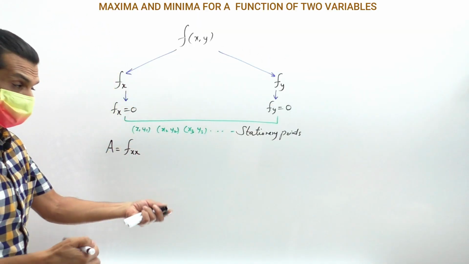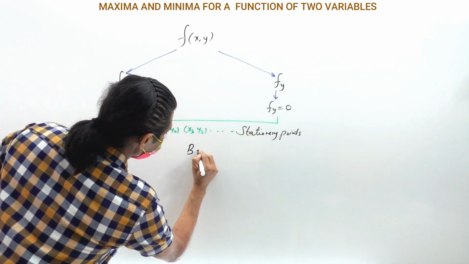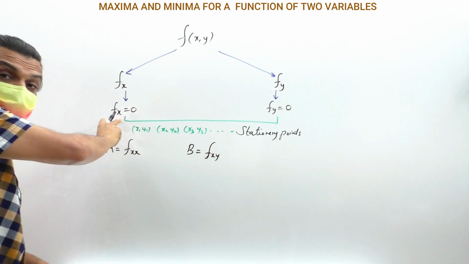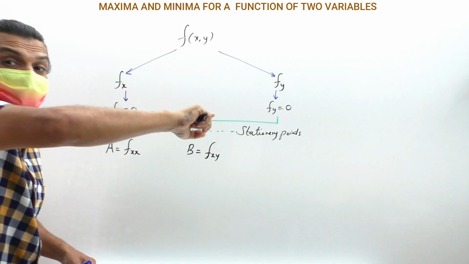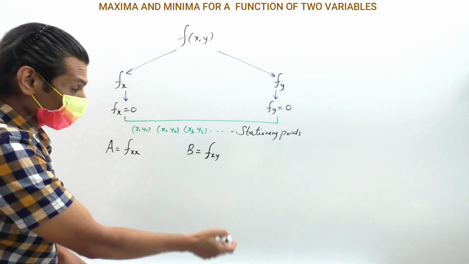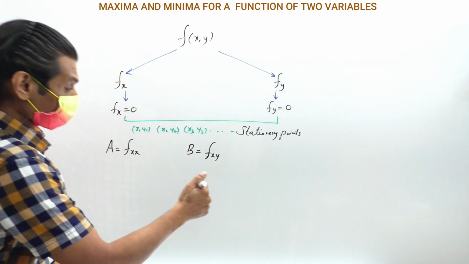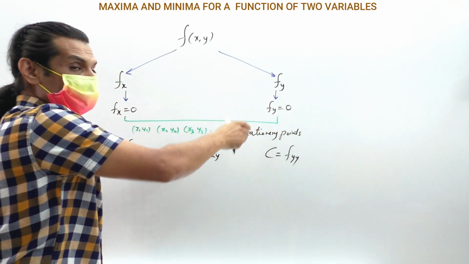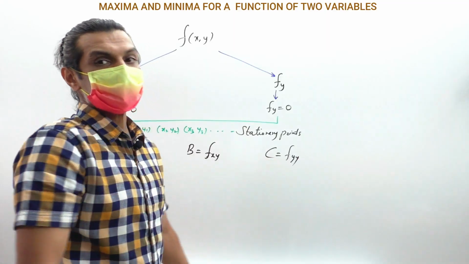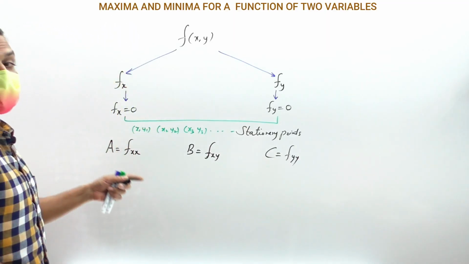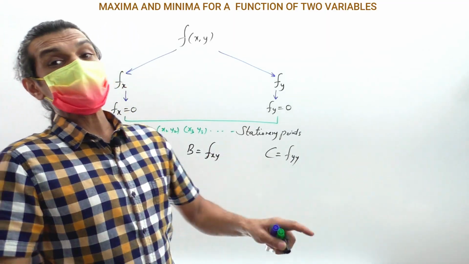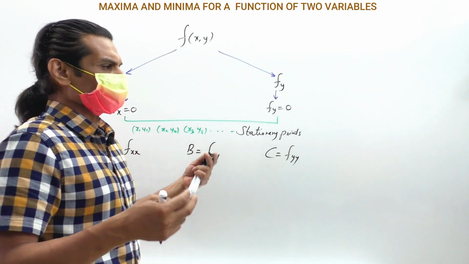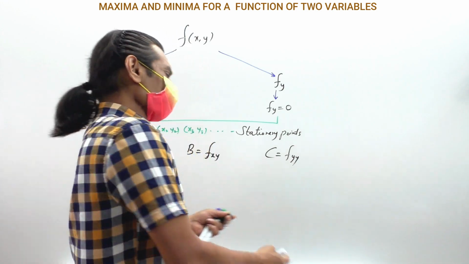fx, we get A is equal to f double x. Then f x y, that is what we partially differentiate with respect to x, that again we need to partially differentiate with respect to what? y. It is B is fxy. And lastly C is equal to f double y. So what is fy? Again partially differentiate with respect to y, we get f double y. So we need to find A as f double x, remember B as fxy and C as f double y. Some textbooks denote it as R, S, T also, but for more simplicity I am taking here as A, B, C.